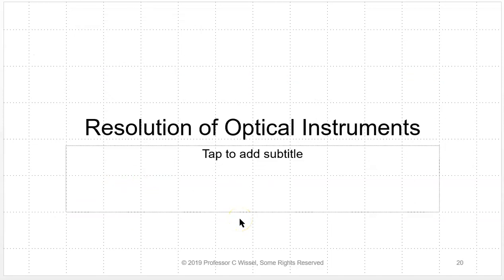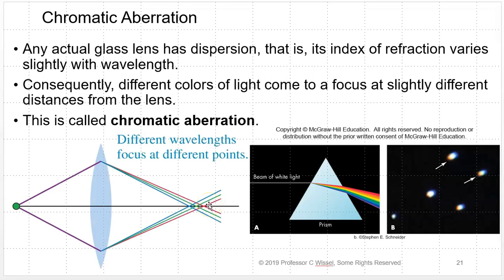This brings us to the topic of resolution of optical instruments. Optical instruments suffer from various types of aberrations. One of them is chromatic aberration. This would be only for lenses. Okay, lenses are the ones that suffer from chromatic aberration. Any actual glass lens has dispersion. That is, its index of refraction varies slightly with wavelength, and even just slightly is enough to mess this up. Consequently, different colors of light come to focus at slightly different distances from the lens.